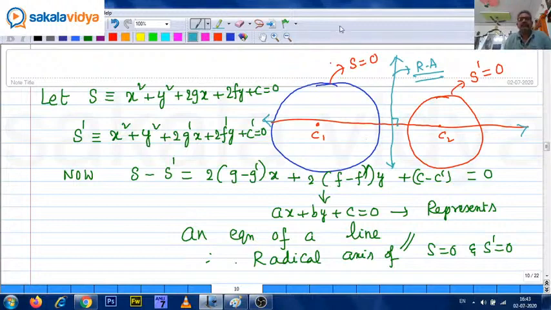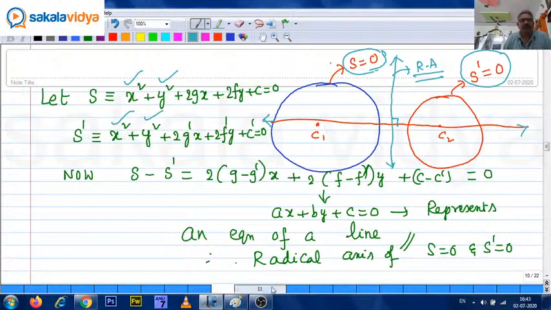Very simple. First you need to check S equals 0 must be in standard form. Standard form means x square, y square coefficient must be unity. S dash equals 0 must be in standard form. X square, y square coefficient must be unity. Then subtract one equation from the other equation and equate it to 0, so that we get the equation of the radical axis. Understood now?